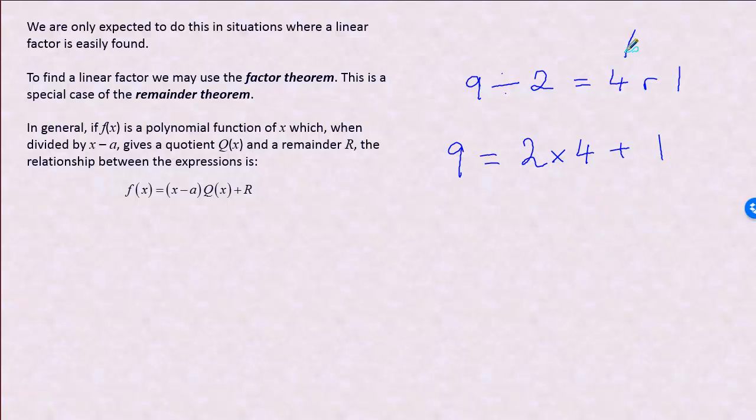Now, in this case, the 4 is a quotient. The 1 is a remainder. So it's exactly the same idea here. Here's the divisor, which for us was 2, multiplied by the quotient, which over here is 4, and then add on the remainder. So what we're doing here is exactly the same with polynomials as we could do here with numbers.